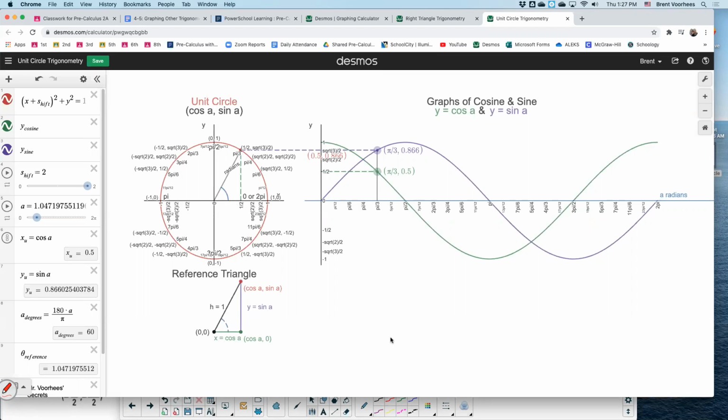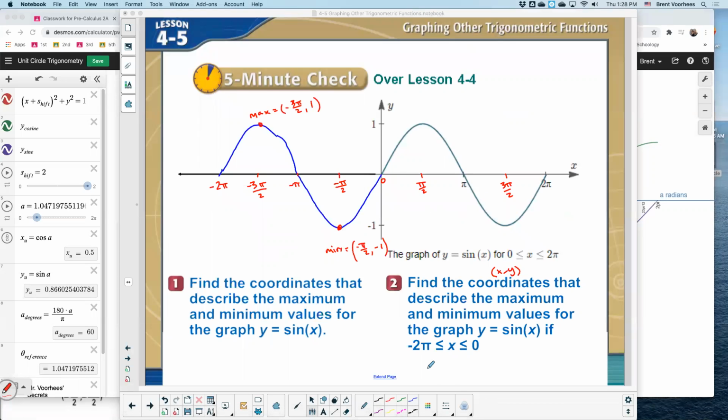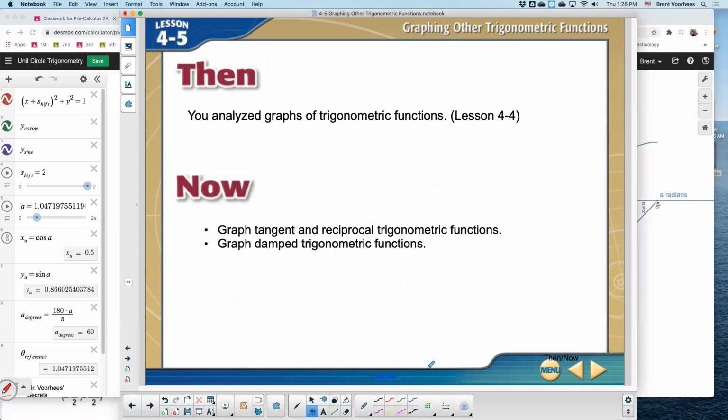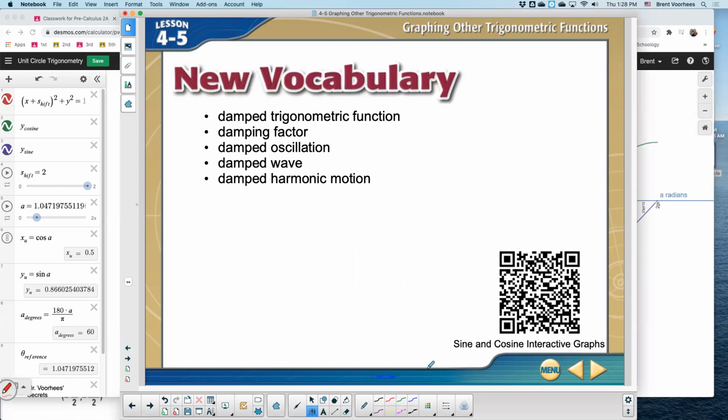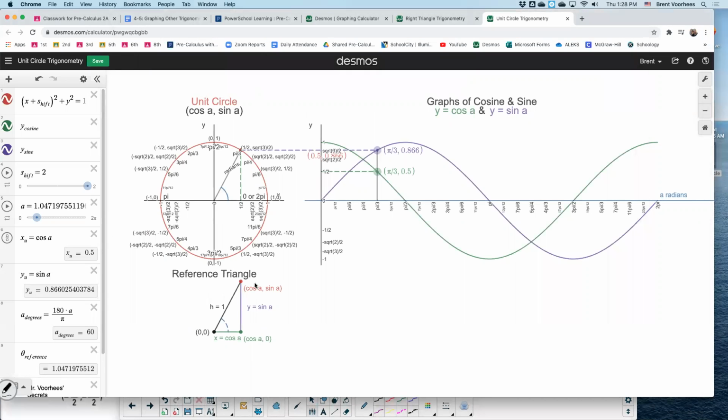Now, some students might ask a great question. They might say, wait a minute, Mr. Voorhees, earlier in the year, you told us that sine was not simply y. You said sine was y over h. Cosine is x over h. And tangent was y over x. Why are you now telling me that cosine's x and sine is y? What happened to the h? Well, on this particular problem, what is h? You can go ahead and say it out loud. What is h right there?